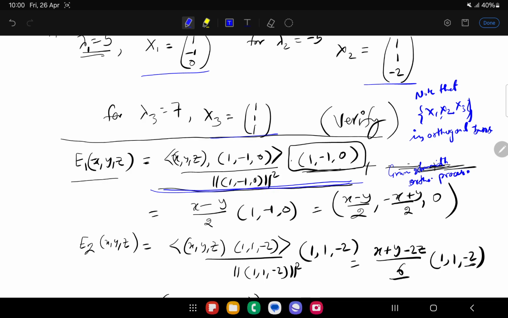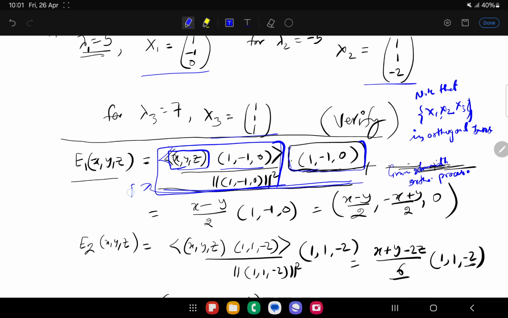So remember this formula. Given any random vector x, y, z, project in this direction. Project in this unit vector, (1, -1, 0) divided by the norm of (1, -1, 0), and then multiply with this vector. This is becoming a constant now, and this is a vector.